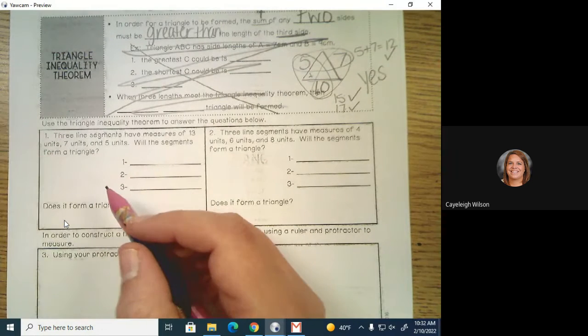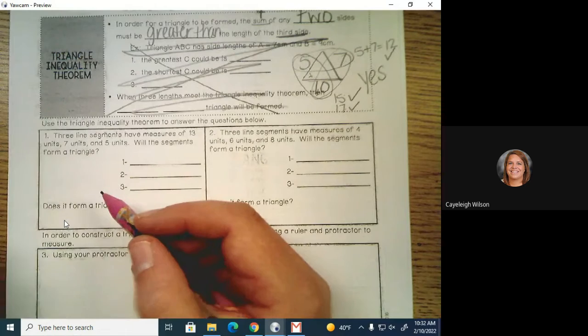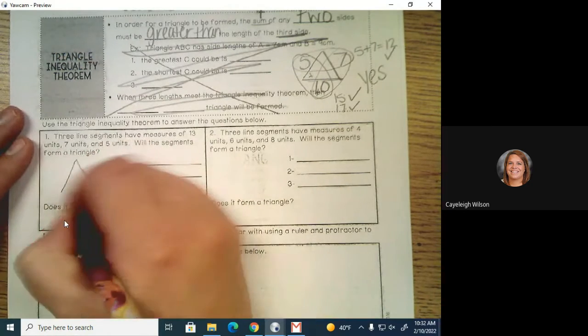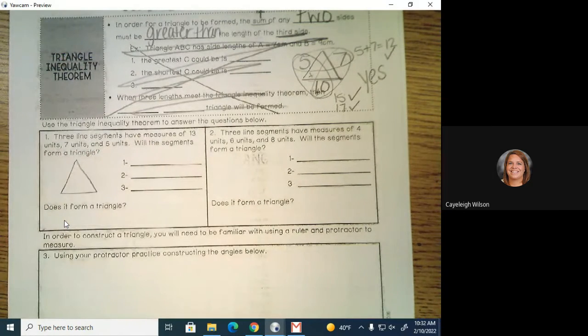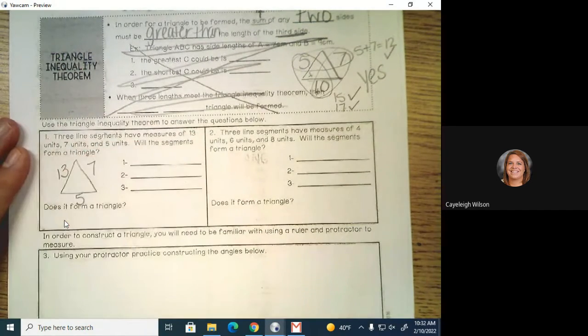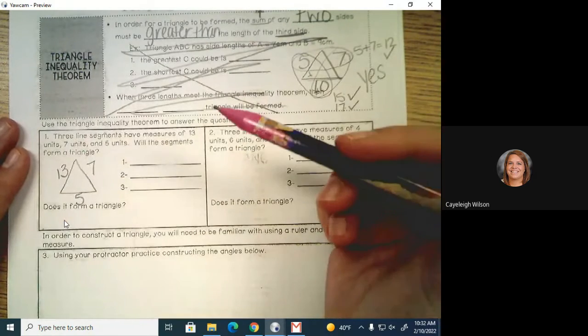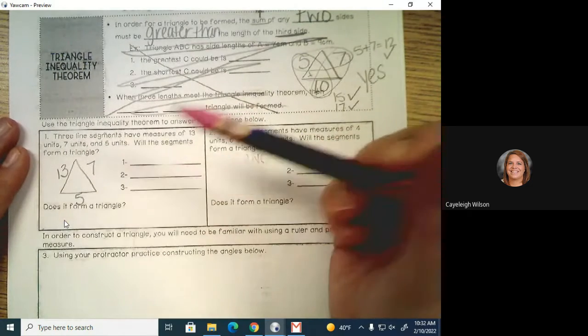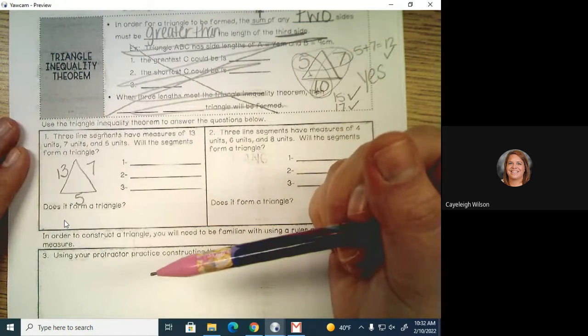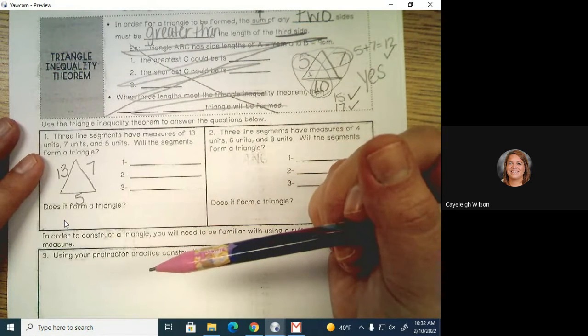So the three line segments have measures 13, 7, and 5. So I'm going to draw a triangle. I just drew a random triangle. I labeled it. I'm now going to start adding sides together.